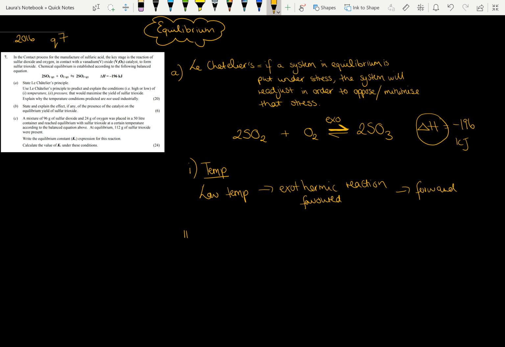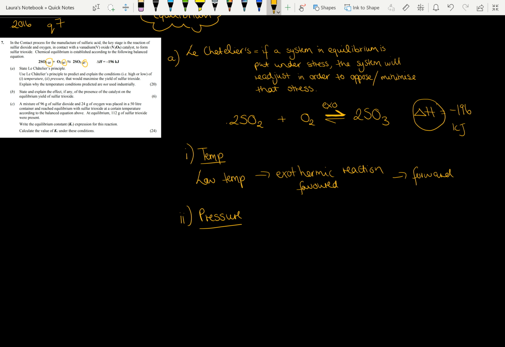The second question then is, what do we need to do with our pressure to increase that yield? The first thing we need to be asking ourselves is, is pressure going to actually affect this reaction at all? Because we know that pressure only affects gaseous reactions. But we can see in the question we've got these little G symbols, so that indicates that everything is in the gas form. So it is going to have some sort of effect.